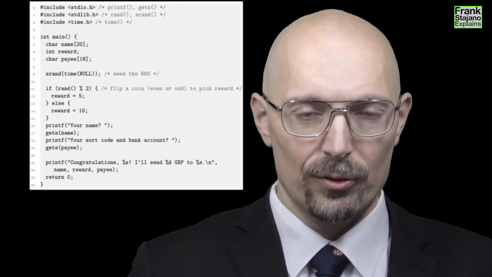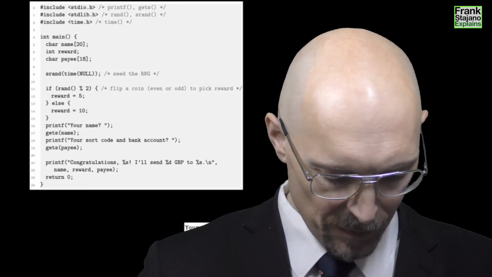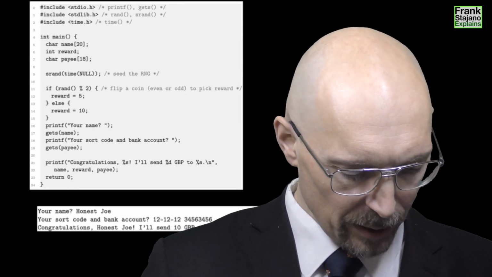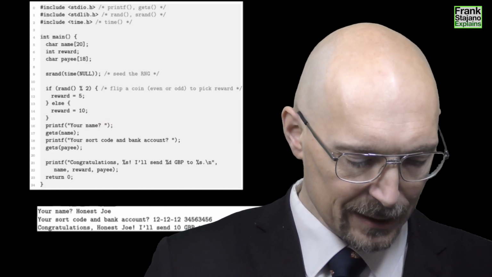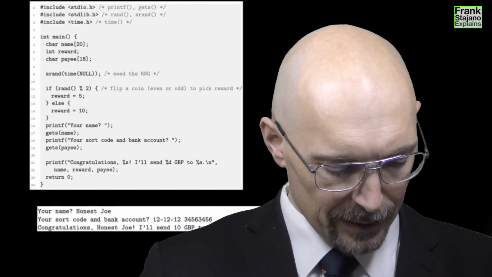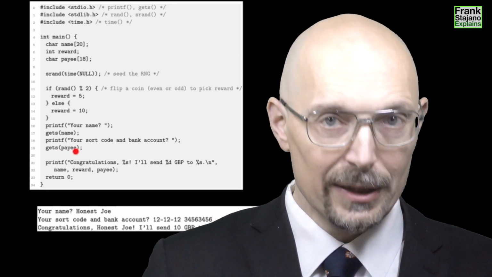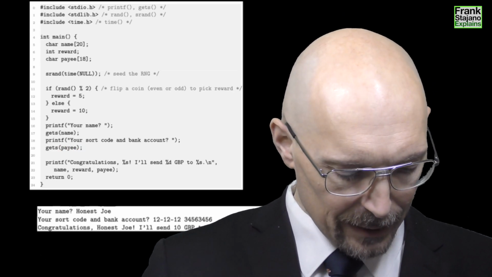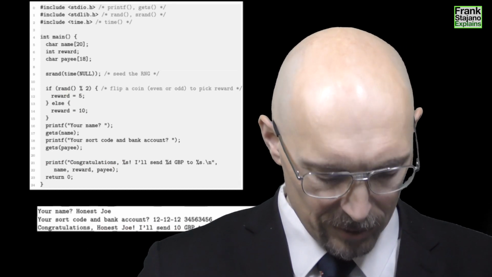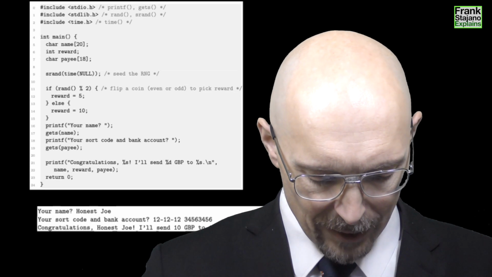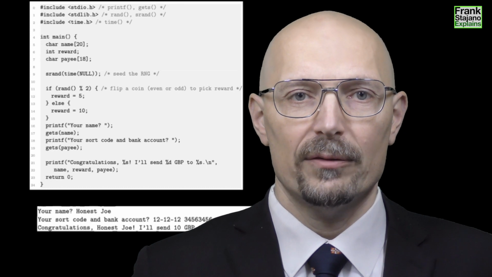And so if you run the program, it will ask you for some input, and the interaction might look something like this. So the program prints, what's your name, and you reply Honest Joe, and it sticks that into the variable name. Then it asks your sort code and bank account, and then it puts your input into the payee variable, and then it outputs, congratulations, Honest Joe. I'll send 10, because 10 is what came out of the flip of the coin, £10 to this bank account that you supplied. Okay, very nice.